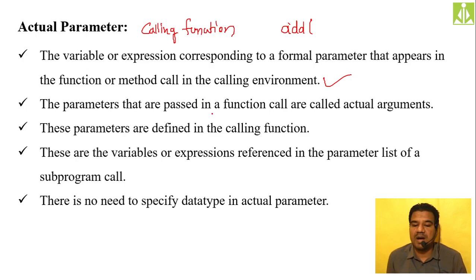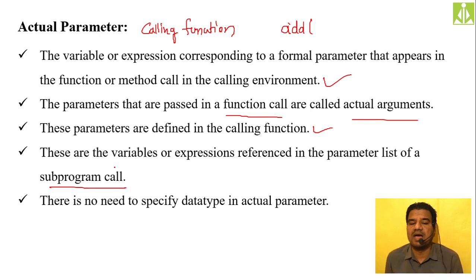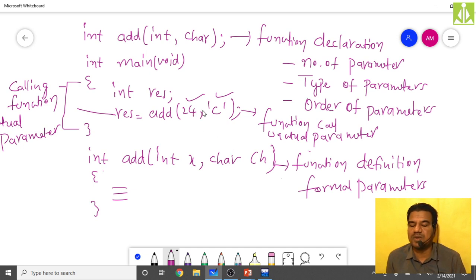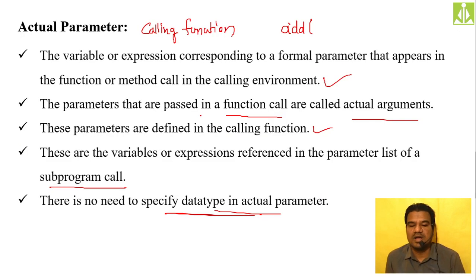The parameters that are passed in a function call are called actual arguments or actual parameters. These parameters are defined in the calling function. These are the variables or expressions referred to in the parameter list of a subprogram call. There is no need to specify the data type of actual parameters. As you can see over here, I am simply passing 24 and c. I am not specifying any data type.